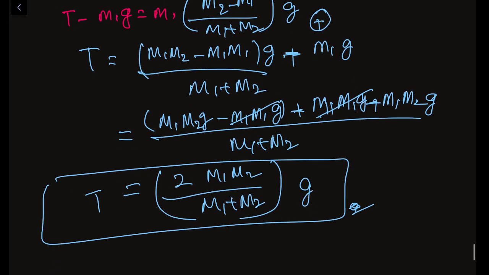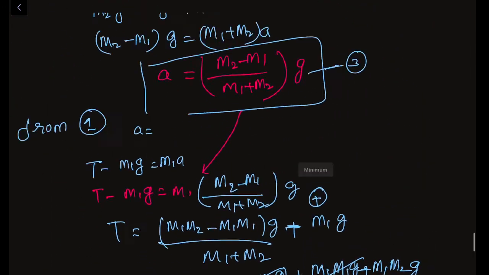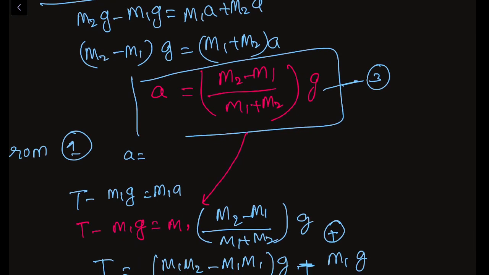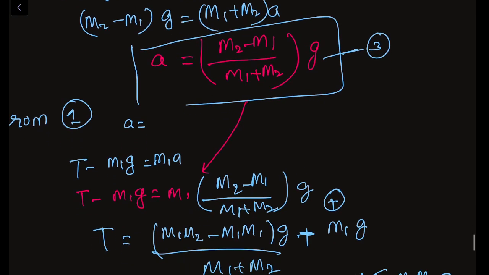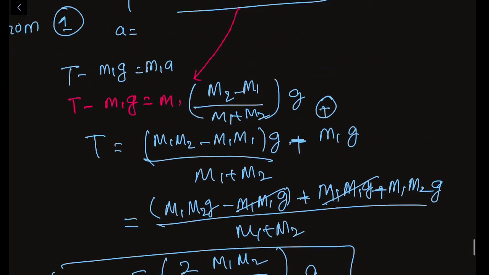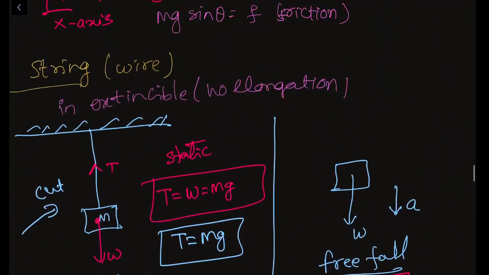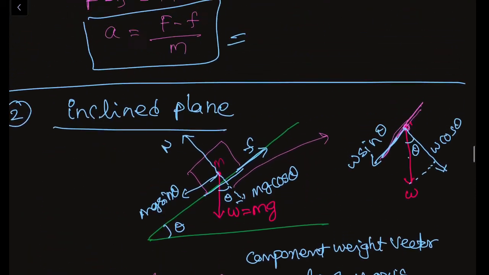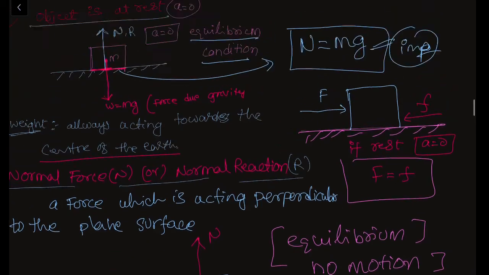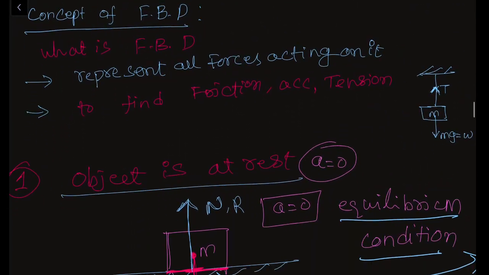Next we need to discuss connecting bodies with a string. Children, once you go through it, this is very important, but this content is not mentioned in our syllabus. Once you go through it, you can get the idea of what a free body diagram is and in which direction tension or force is acting. Then the inclined plane, the concept of free body diagram, okay children.